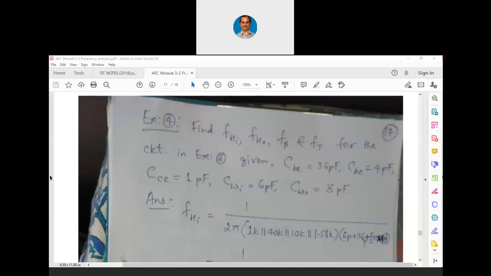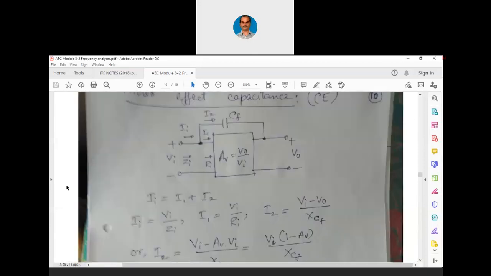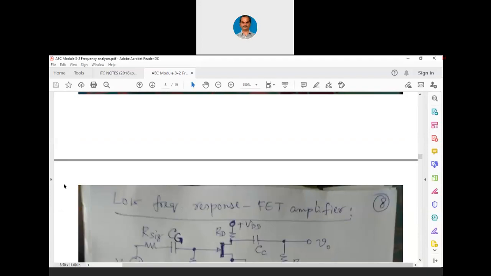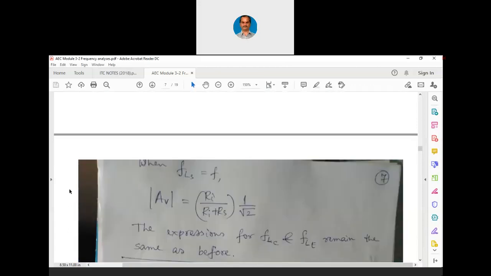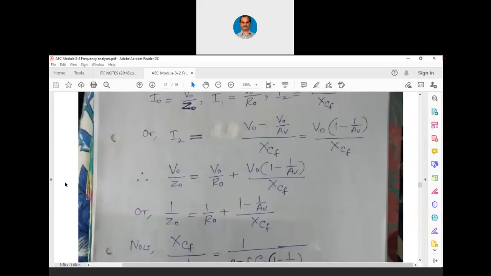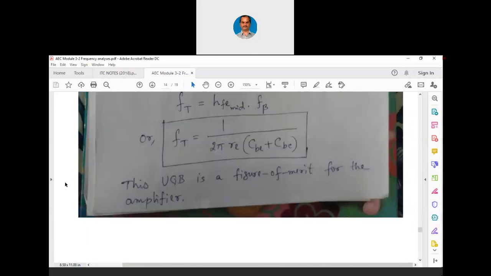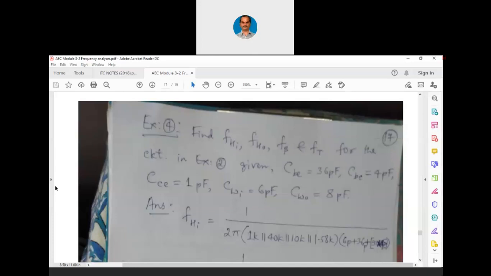Let me show you that exercise 2. Yeah, this was that exercise 2. With the exercise 1, source resistance 1 kilo ohms was given, and this was that circuit. Okay, BJTs, voltage divider, bias along with other values. Now for all these values, additionally the high frequencies characterization is done. Let me show you the present exercise now. It is for the exercise 2, given that CBE is 36 picofarad, CBC is 4 picofarad, CCE is 1 picofarad and CWI is 6 picofarad, CWO is 8 picofarad.